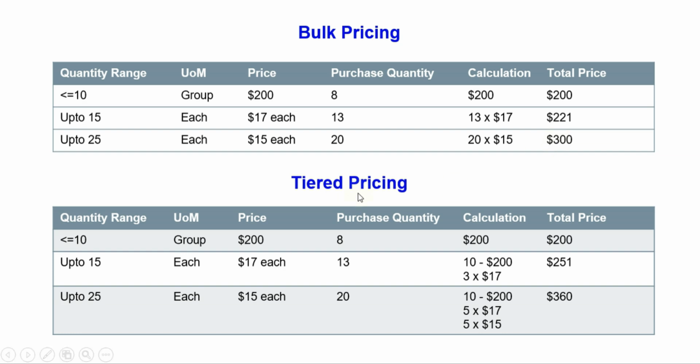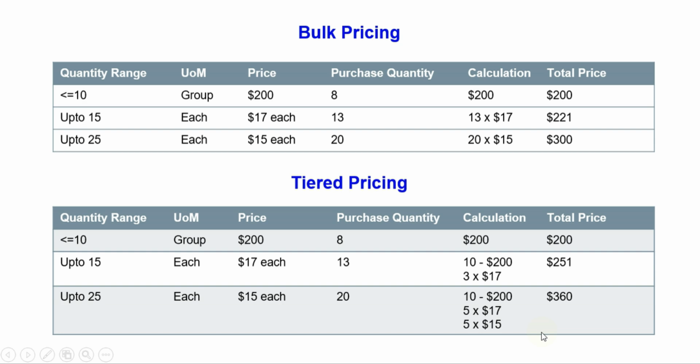Let's check the tiered pricing model for the same setup. For quantity 8, it will be a flat price of $200 due to group as the unit of measurement. For quantity 13, it will price the first 10 as $200 due to the flat rate setup, and the remaining 3 are priced at $17 each, as per this slab setup. For quantity 20, it will price the first 10 as $200, the next 5 are priced at $17 each, due to the quantity range of up to 15 in slab 2, and the remaining 5 are priced at $15.